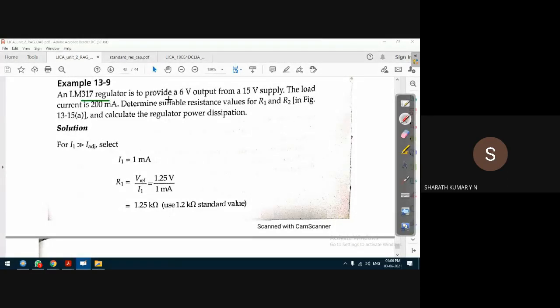The 317 regulator provides a 6 volt output from a 15 volt supply. The load current is 200 milliamperes. Determine the resistances R1 and R2 and calculate the regulator power dissipation.